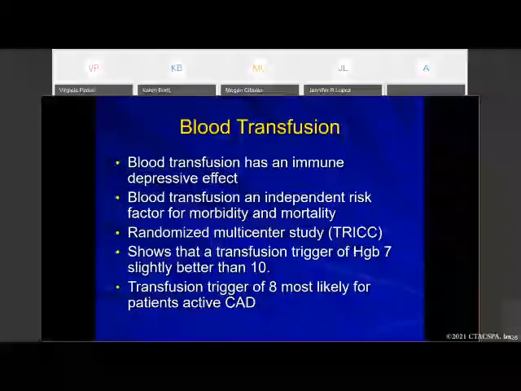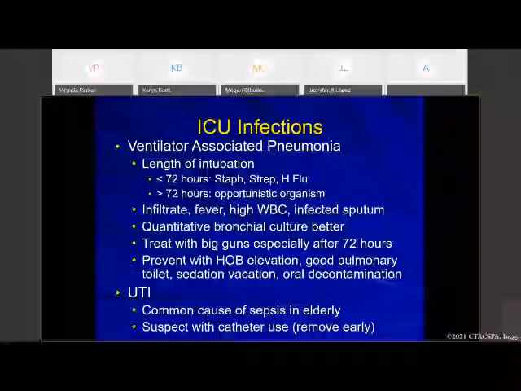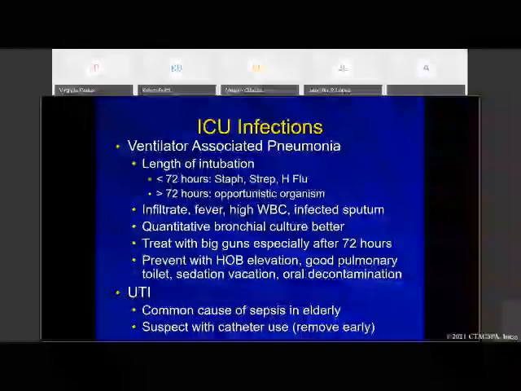If a patient's severely sick, like I said, they need that oxygen delivery. Sometimes I'll shoot for 8, or if they're going to go to the OR, you give them a little cushion. You shoot for 8, knowing that they're going to lose it.